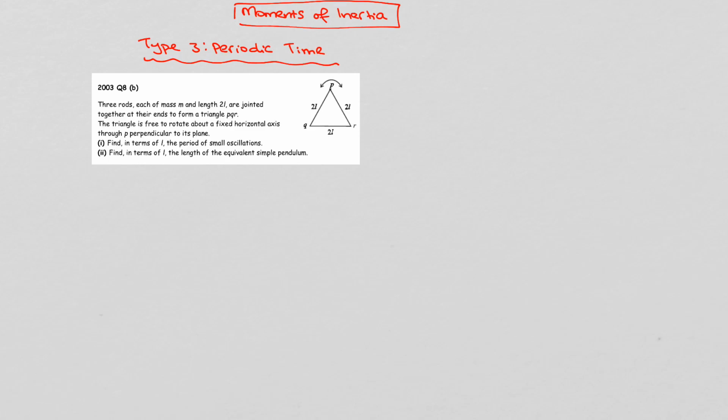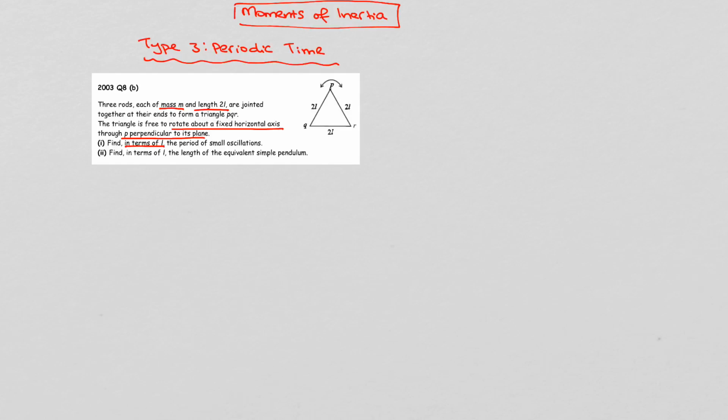Moments of inertia, type 3, periodic time. In 2003, we were given 3 rods, each of mass m and length 2L, jointed together at their ends to form a triangle PQR. The triangle is free to rotate about a fixed horizontal axis through P, which is perpendicular to its plane. So we've defined in terms of L the period of small oscillations.